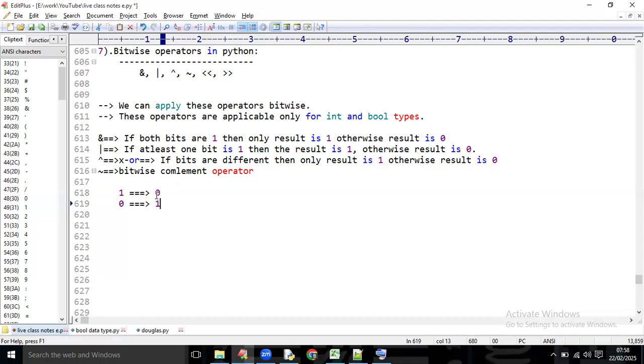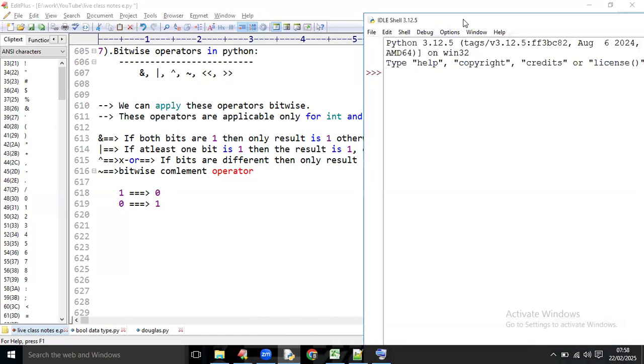Each and everything we are going to explain practically by opening IDLE. I'm opening IDLE. So here, first we need to remember the rules.